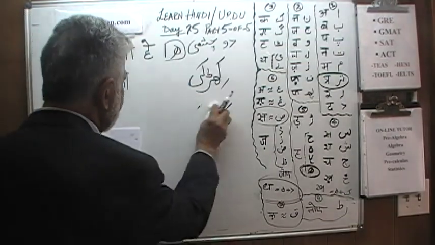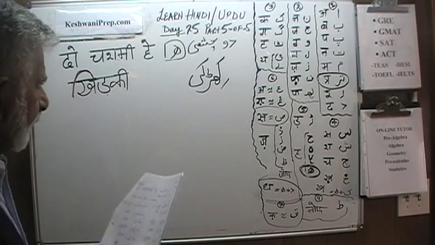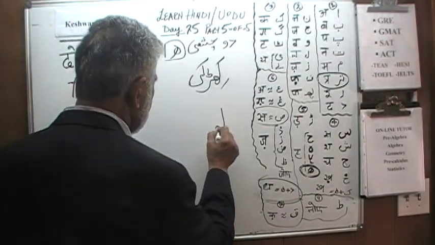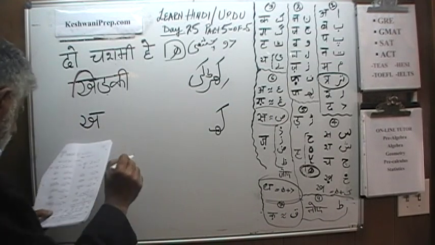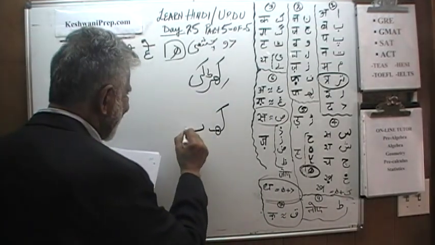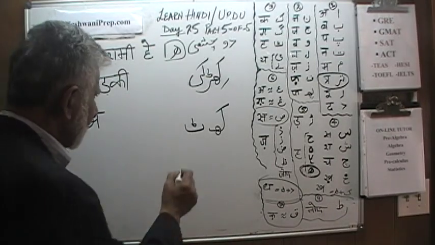Kirki. That's how it looks written freehand. Kh. And then we have a te. This letter is called te. T. And it's going to have a choti ki matra.